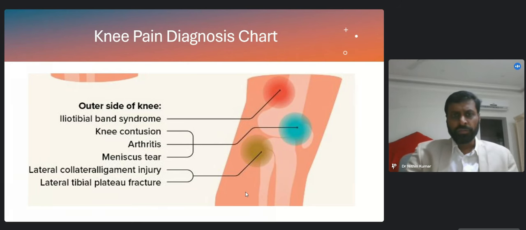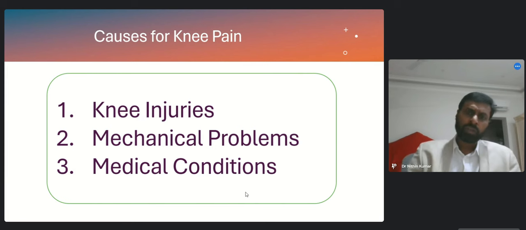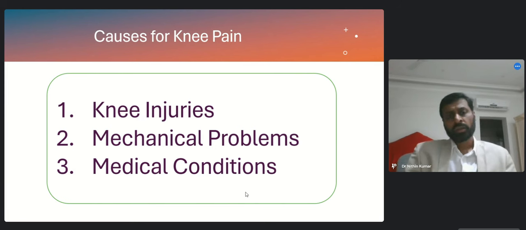So these are the various different causes: iliotibial band syndrome, knee contusion. You don't have to know all these things. I'll touch upon these one by one slowly, okay? So what are the causes?